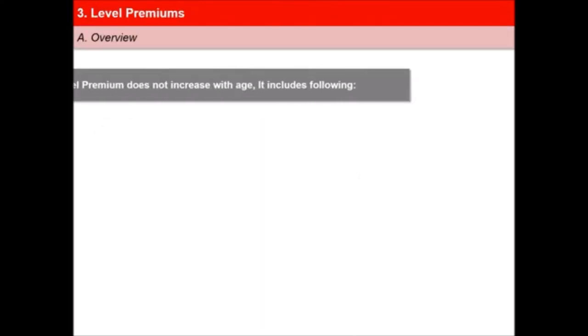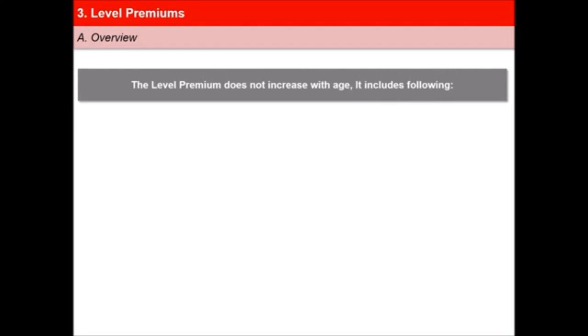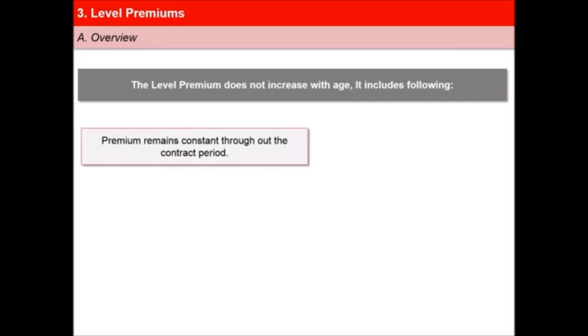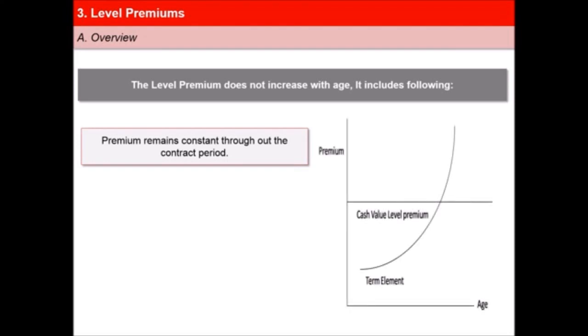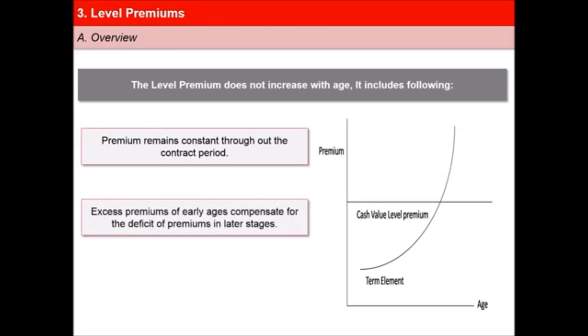The level premium is a premium fixed such that it does not increase with age but remains constant throughout the contract period. This means that premiums collected in early years would be more than the amount needed to cover death claims of those dying at these ages, while premiums collected in later years would be less than what is needed to meet claims of those dying at higher ages. This indicates that the excess premiums of earlier ages compensate for the deficit of premiums in later ages.